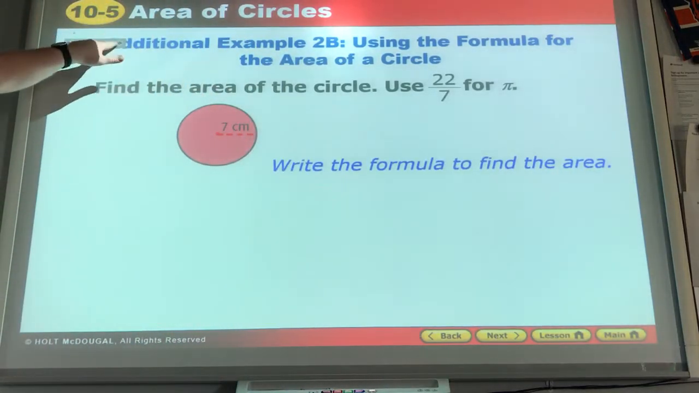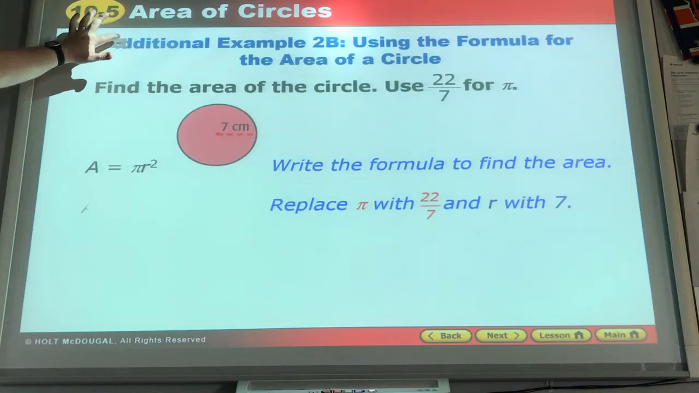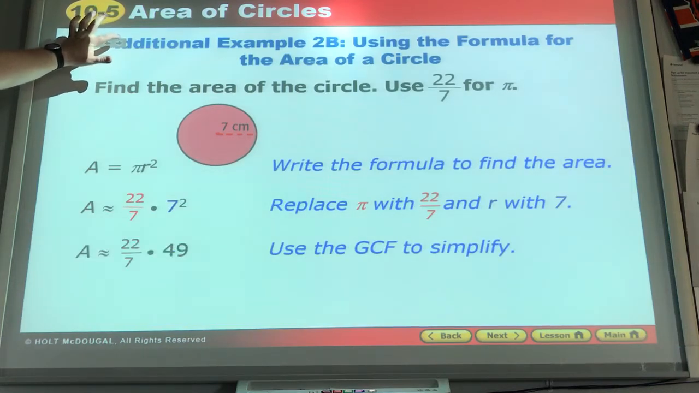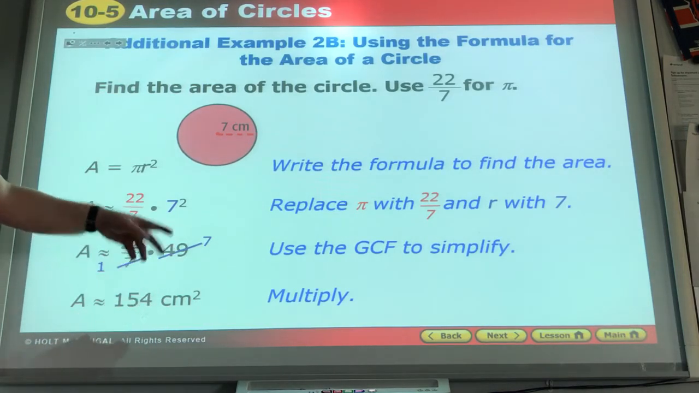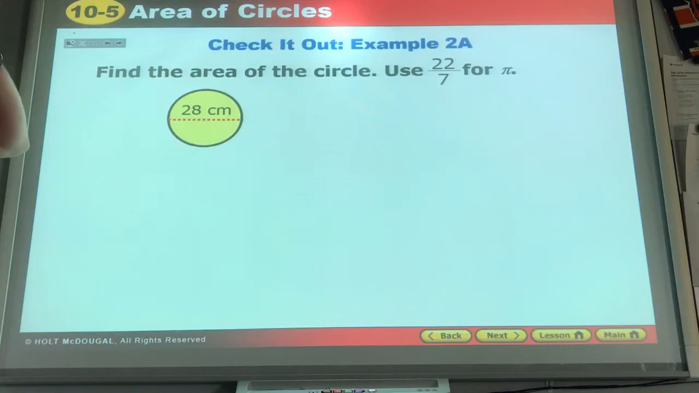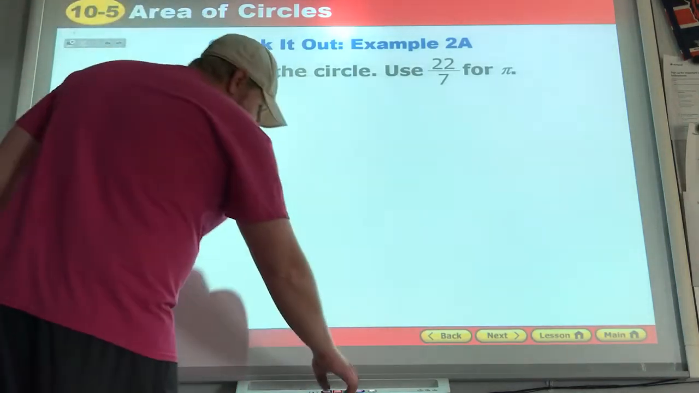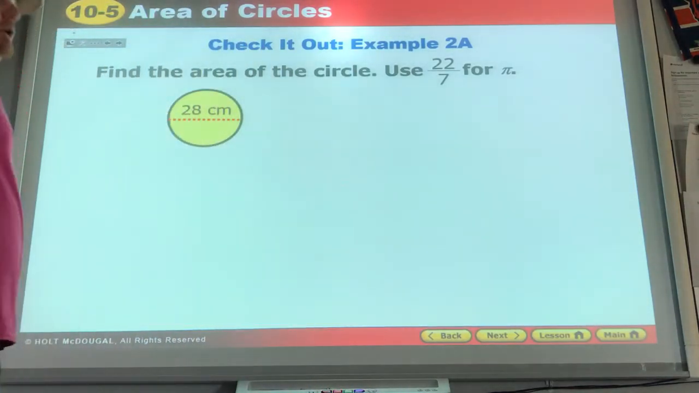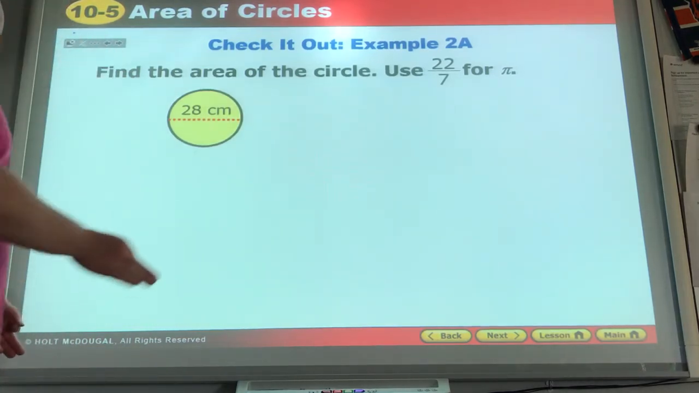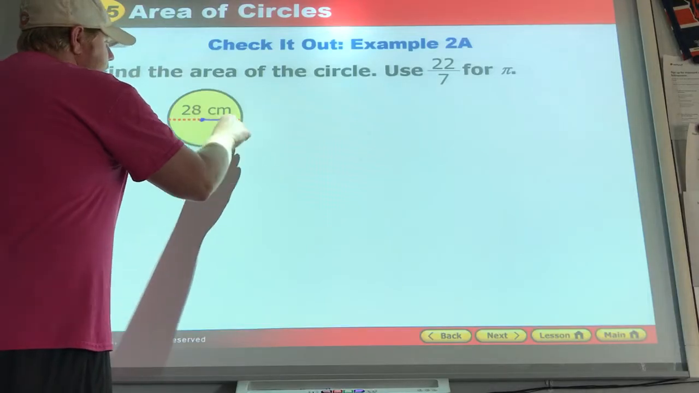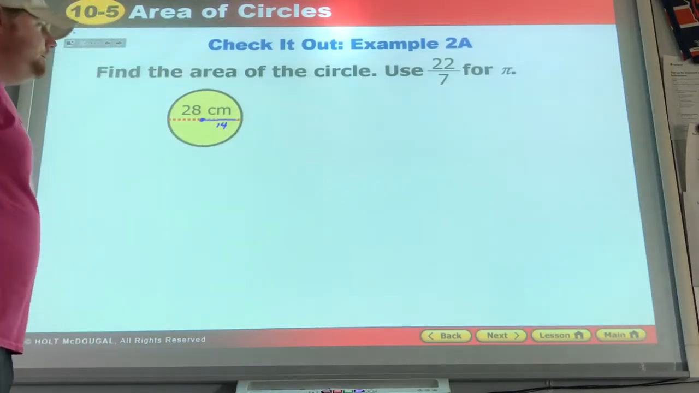All right. Write the formula. There it be. All right. Oh, they did reduce too. Multiply. 154 centimeters squared. This is when using the fraction is helpful. All right. 28. Diameter or radius? Please look at that. So that'd be 14. Okay.